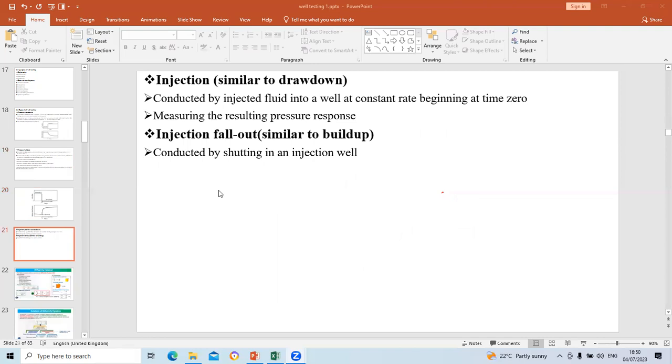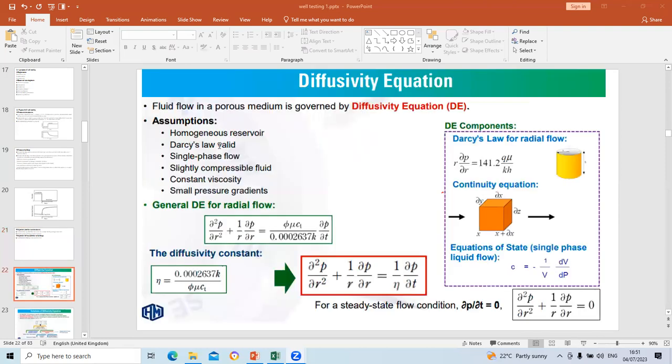All right, so we could also talk of injection drawdown and injection fall off. This is a situation like we were talking of water flooding yesterday, where we have an injection well and we have a producing well. In one case, you may be injecting fluid inside the injection well, and it is influencing the behavior in the producing well. And in another case, injection fall off, you stop the injection in the injection well, and then you observe the behavior in the producing well. So that's the injection and the injection fall off.